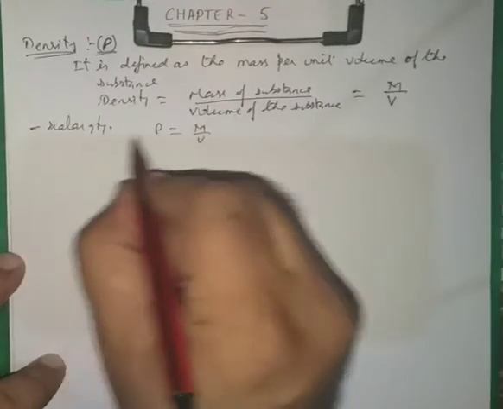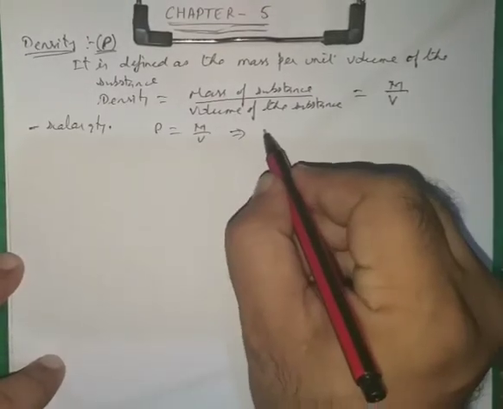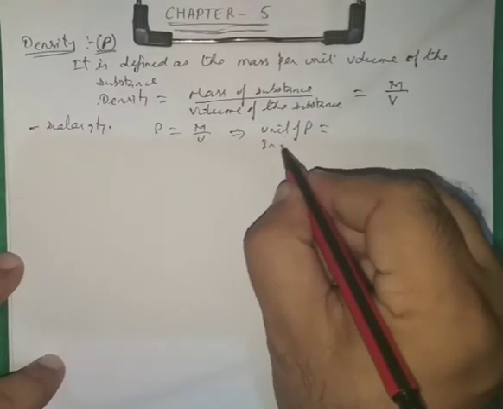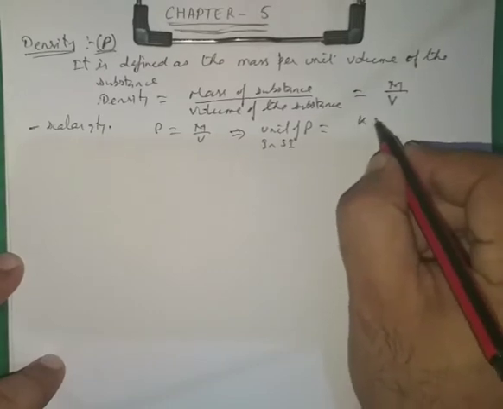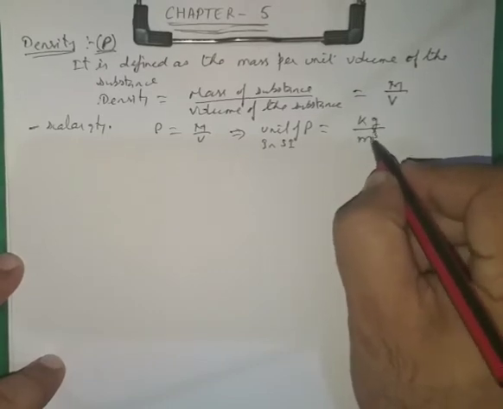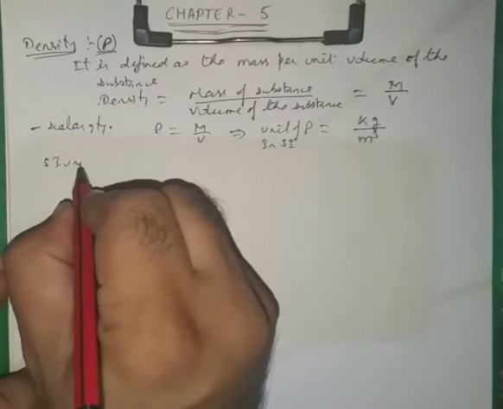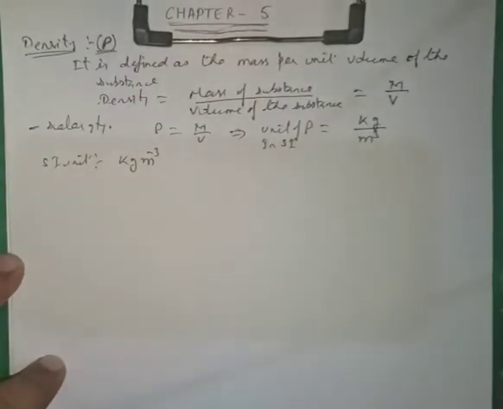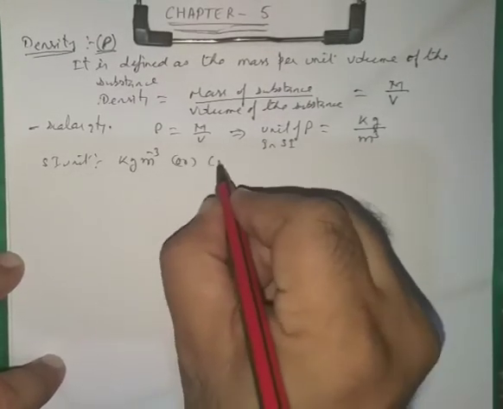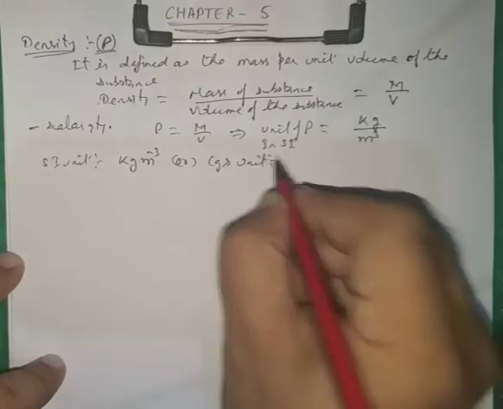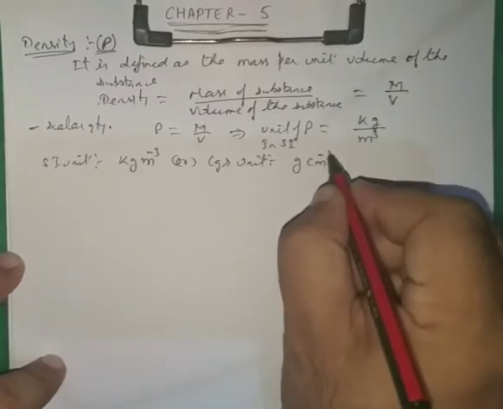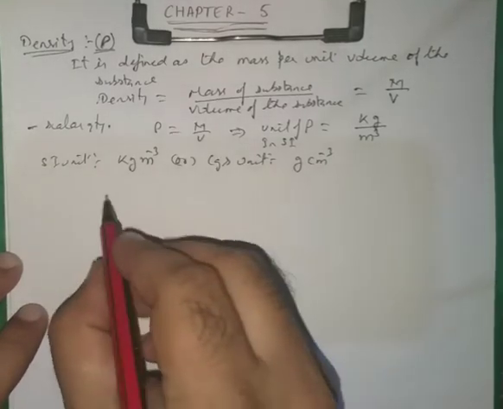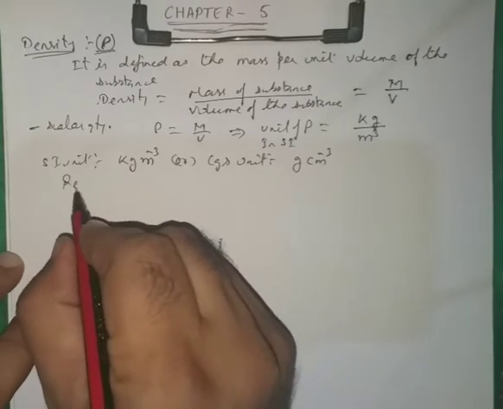In SI units, the unit of rho: mass is measured in kgs and volume is measured in meter cube. So the SI unit is kg per meter cube, so kg m raised to power minus 3, or its CGS unit is gram per centimeter cube. And now we have to talk about the relationship between SI and CGS.